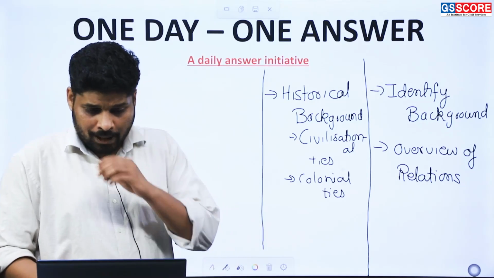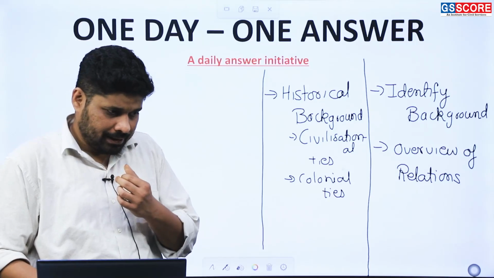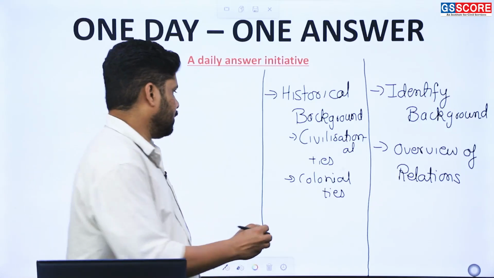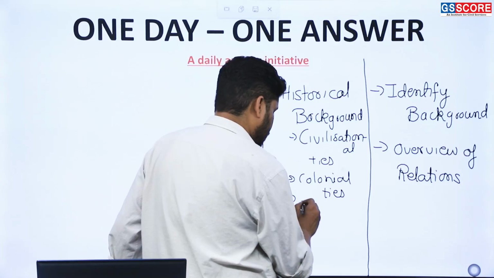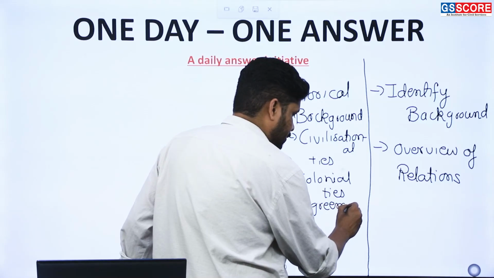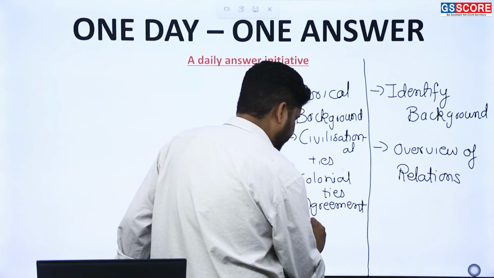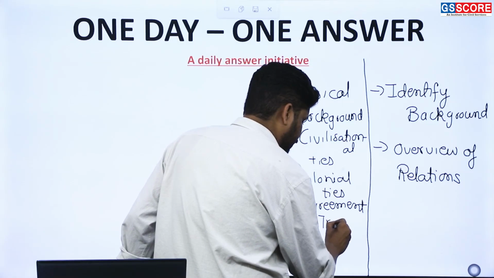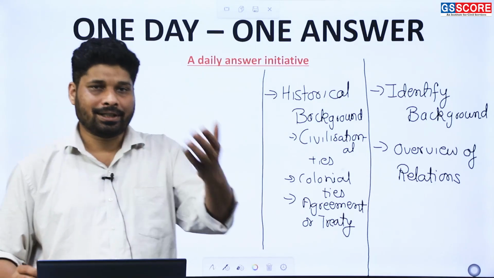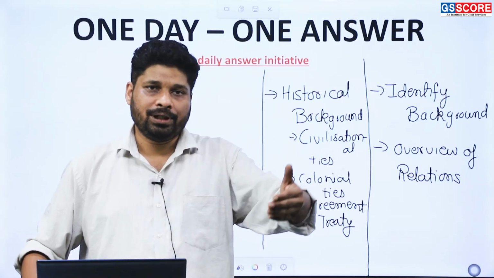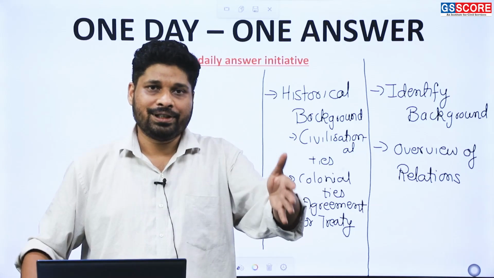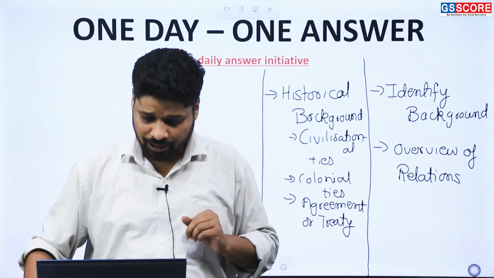Okay, other than that, what you can also do is point towards a particular agreement or treaty. For example, when you write an answer on India-Nepal relations, okay, there has to be inclusion of the 1951 treaty between India and Nepal, the friendship treaty between India and Nepal. That has to be included.